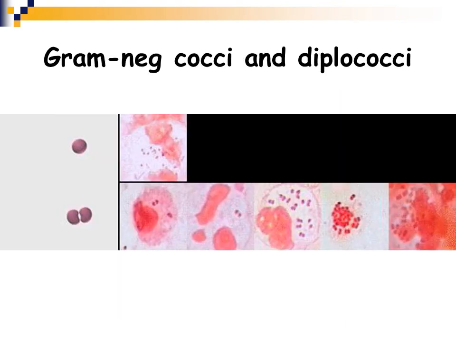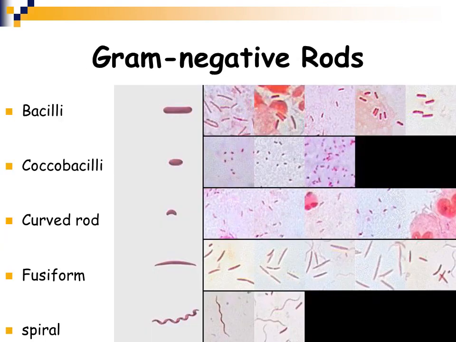Here we have gram-negative cocci and then gram-negative diplococci. So the gram-negative diplococci are classically in a kidney bean shape, and there are certain organisms like Neisseria that have classically this kidney bean diplococci morphology. So bacterial morphology under the microscope is really important because it's going to allow you to narrow down what types of organisms you should be thinking about and testing for.